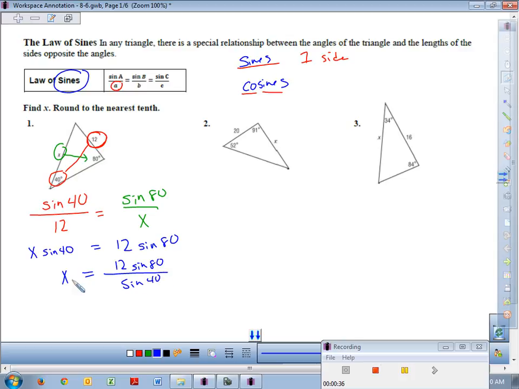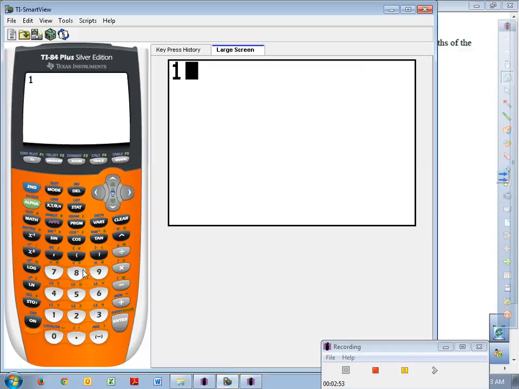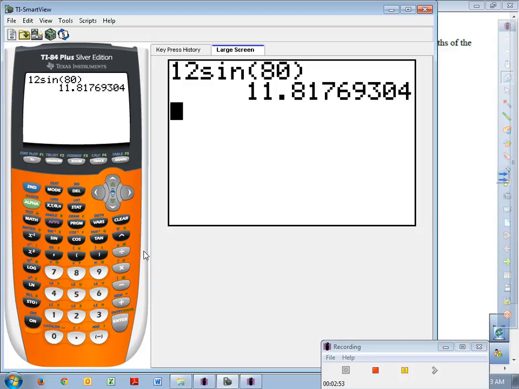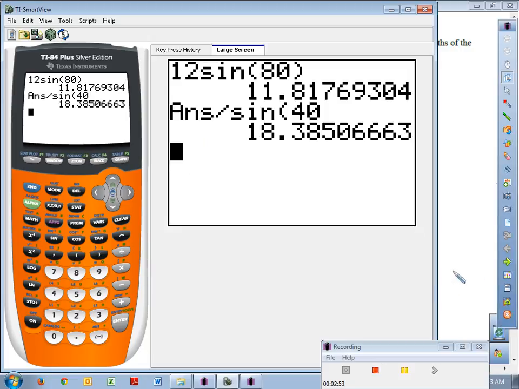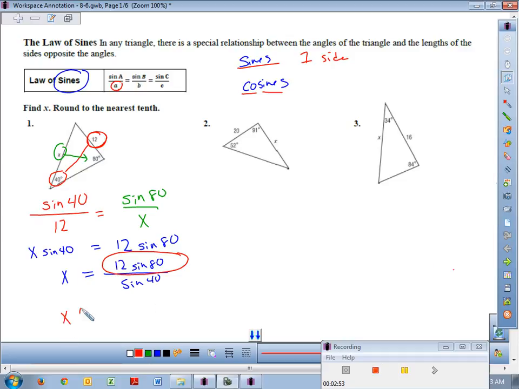Now that x is all by itself, we can punch that in our calculator. And the real trick to it, regardless of what kind of calculator you have, is to punch this in first, right? So, and then hit equals. So we'll take 12 times the sine of 80, which was our entire numerator, and hit equals, and then divide that by the sine of 40, and we get our answer. Since it's a side length, we'll round to the nearest tenth, which is what the instructions say to do. So x was about 18.4.